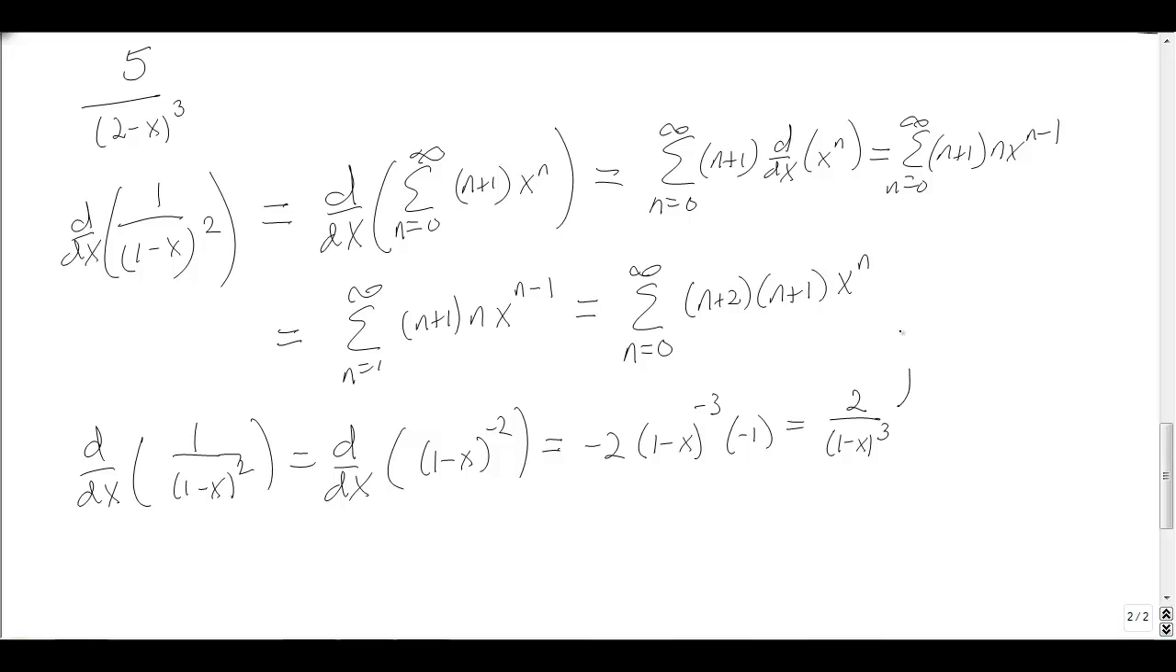So we know that 2 over 1 minus x cubed equals, literally as a Taylor series, the sum n equals 0 to infinity, n plus 2 times n plus 1 times x to the n. Because both of them are the derivative with respect to x of 1 over 1 minus x, quantity squared.